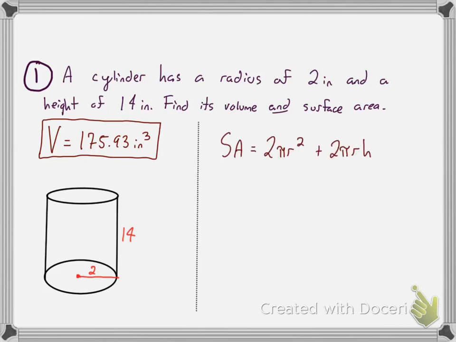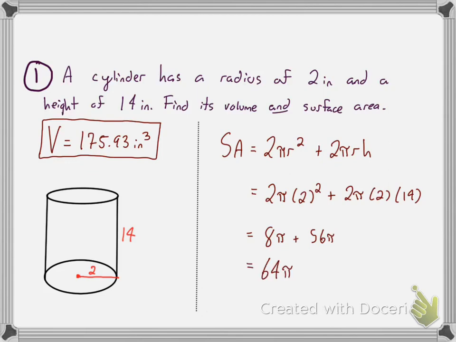To find my surface area, again, I'm going to write out my formula, and even though this looks kind of ugly, I just have to plug in r and h accordingly. So 2 pi times 2 squared plus 2 pi times 2 times 14. When I multiply all that out, I get 8 pi plus 56 pi. Since these both have pi, I could combine them to give me 64 pi. Again, you could stop here if I'm leaving this in terms of pi, but if you want to have this in decimal form, I have 201.062.